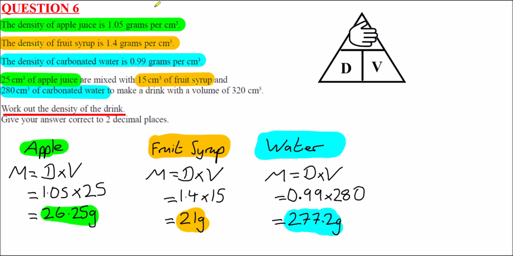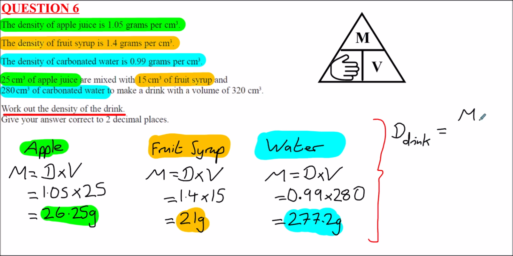So now we've got all we need to work out the density of this drink. So the density of the drink is what we're trying to find now. So now I can cover up density, which will be the mass divided by the volume. So the density of the drink is made up of the apple, the fruit, and the water. So it's going to be the total mass divided by the total volume.